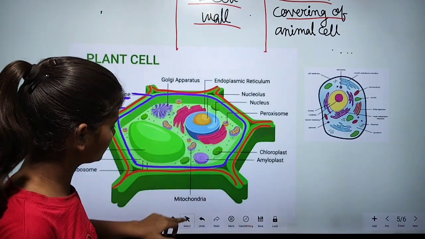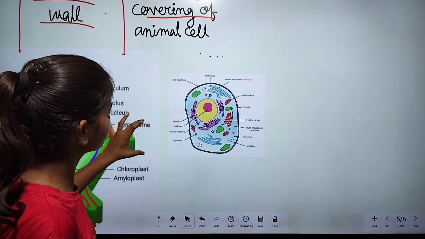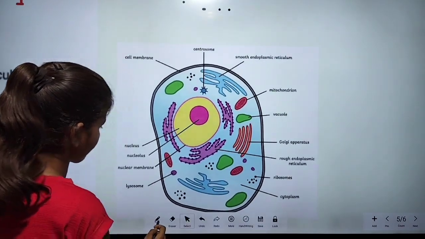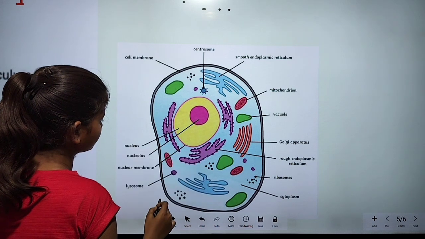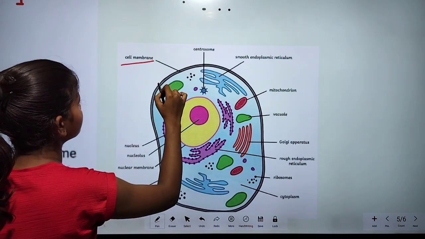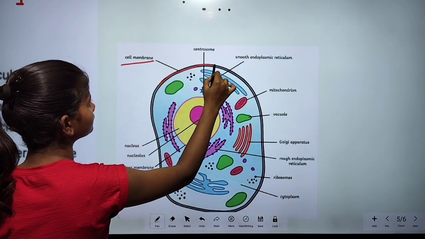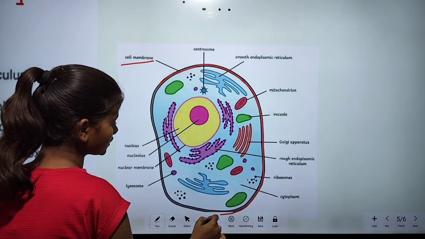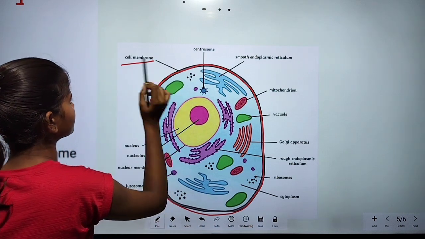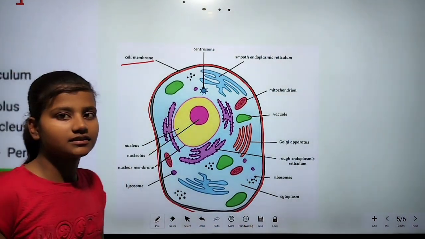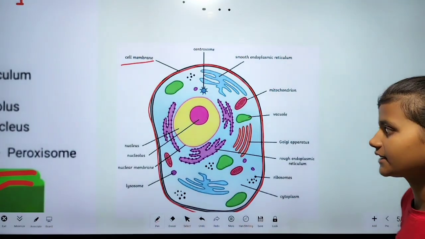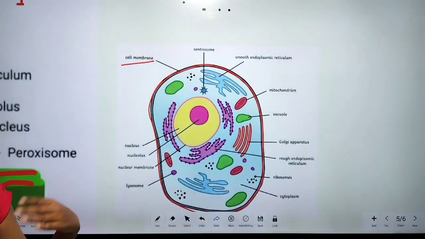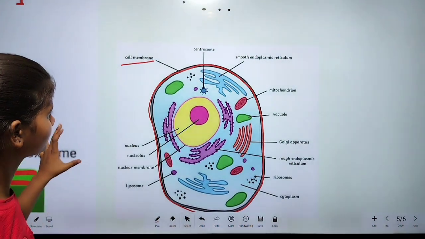Okay, and this one is the figure of animal cell. In animal cell, cell membrane is the outermost covering. This one is the outermost layer of animal cell. Cell membrane is the outermost layer of animal cell, but in a plant cell, it is present but below the cell wall.